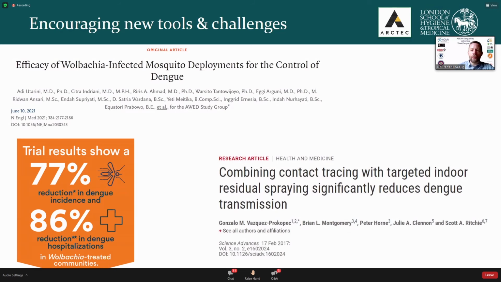The same applies to the combination of contact tracing with targeted indoor residual spraying. I think a very promising aspect that is pursued especially in Mexico under the guidance of Gonzalo Vázquez Procopec, and they've also been achieving very interesting results there. Again, highlighting the need for good baseline surveillance data for these studies.